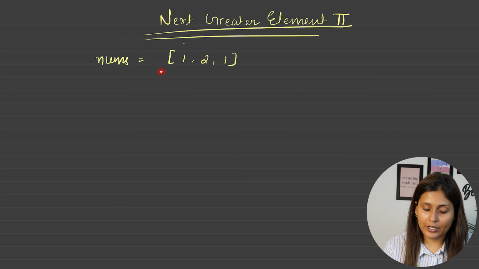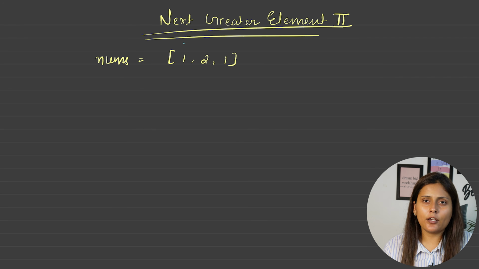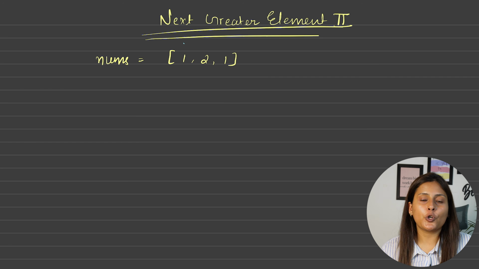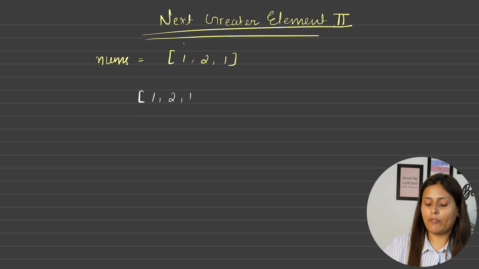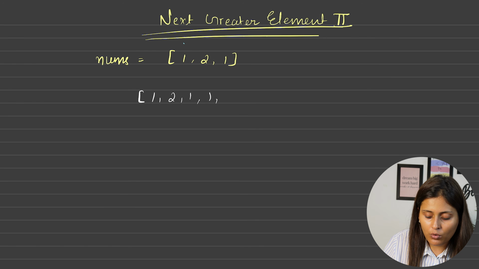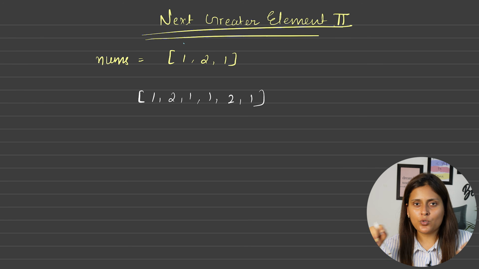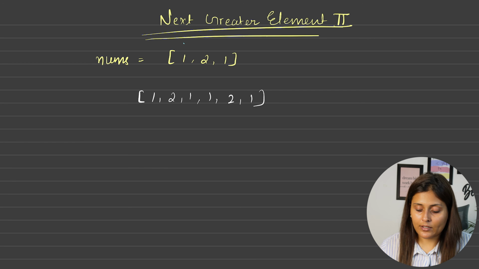So here we have 1 2 1. It says think of it like a circular array. Whenever you have to make a circular array, you just do like this: 1 2 1, and repeat this one more time, again 1 2 1, basically to close the circle. Why did we do this?